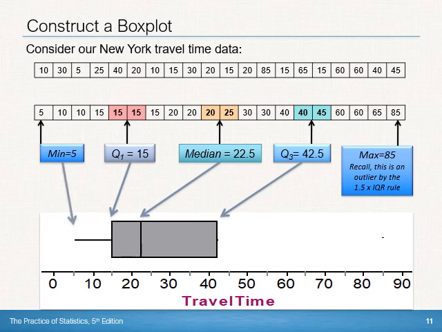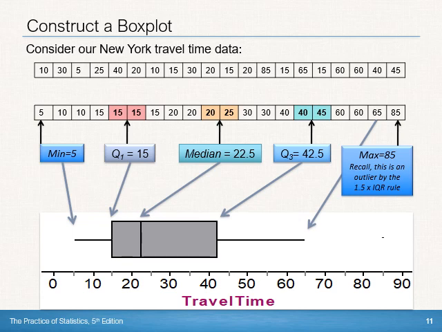And then we take a whisker out to the minimum value. And in this case, we don't take it out to the maximum because the maximum is an outlier. So we take that whisker out to the next biggest value, which is 65. 65 is not an outlier. So the whisker goes out to the largest non-outlier data value.